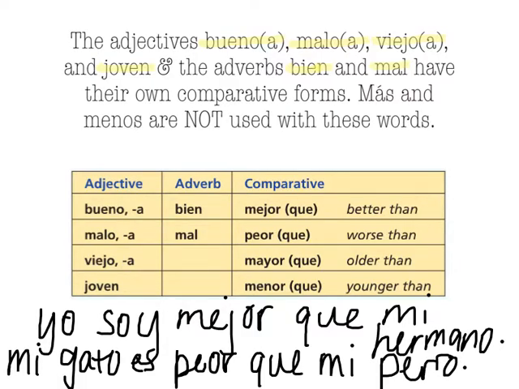One way that I like to remember mayor and mejor kind of sound alike, and lots of times people mix them up. I remember that mayor means older because the mayor is older than we are. And then I remember that menor means younger because it kind of sounds like minor, like someone who's a minor is younger. Maybe those hints can help you as well.